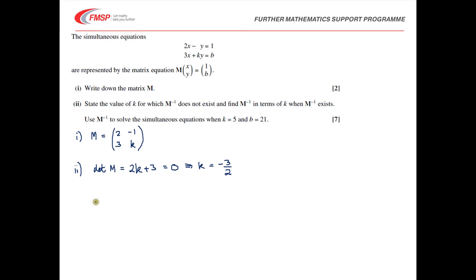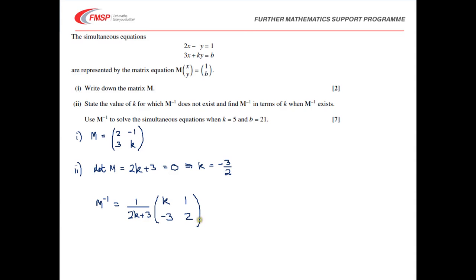Find M inverse in terms of k when it exists, so that is 1 over 2k plus 3. And swap a and d, so that will give me k and 2, and swap the signs of the other two terms, 1 and minus 3.